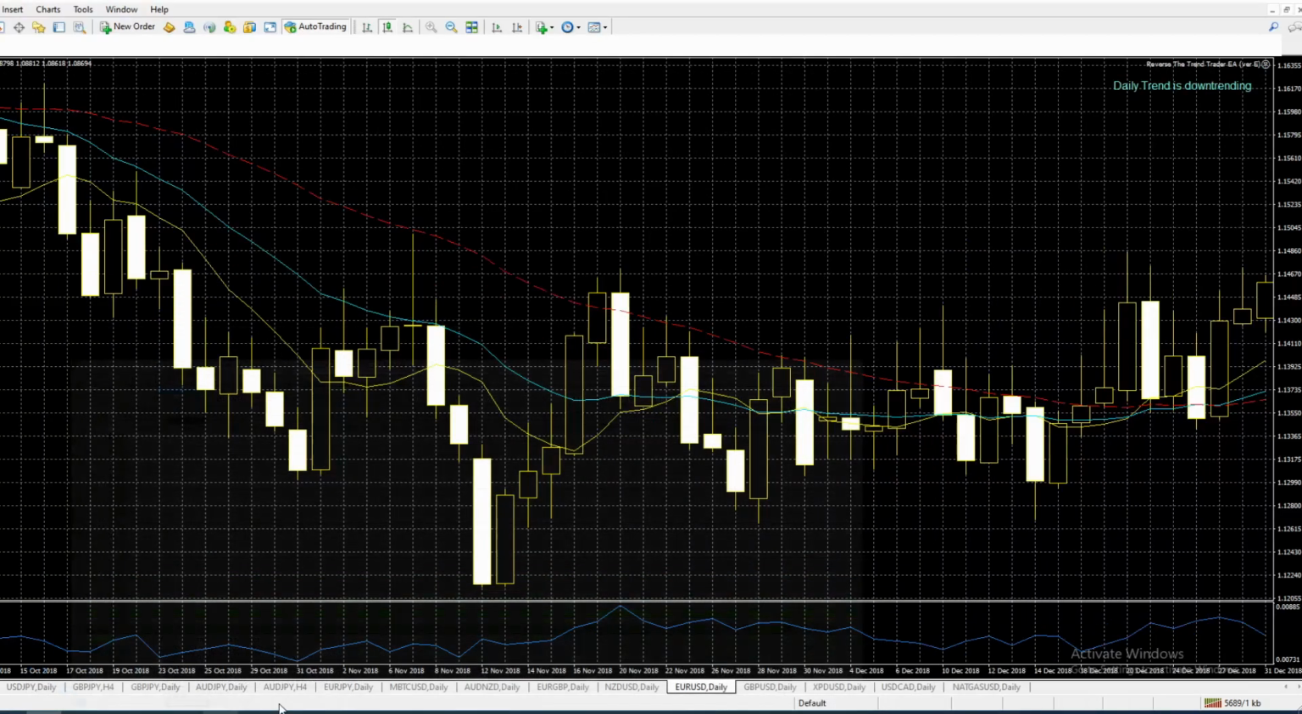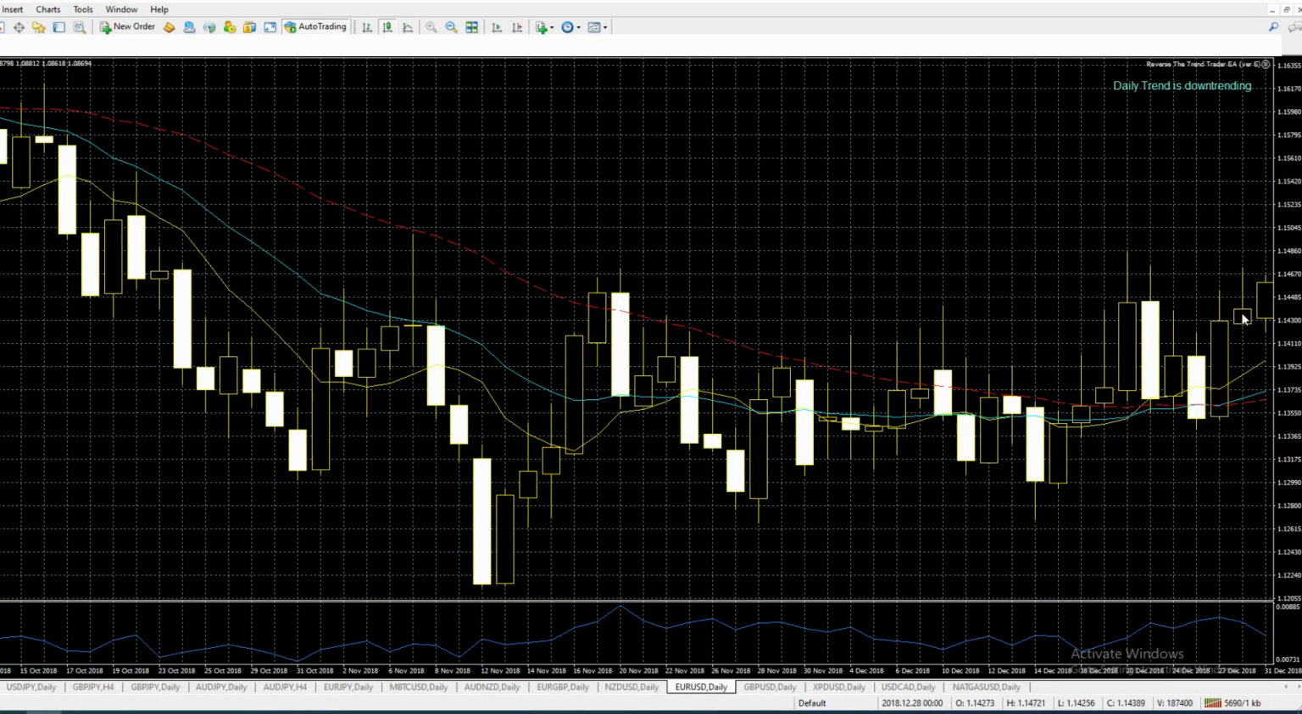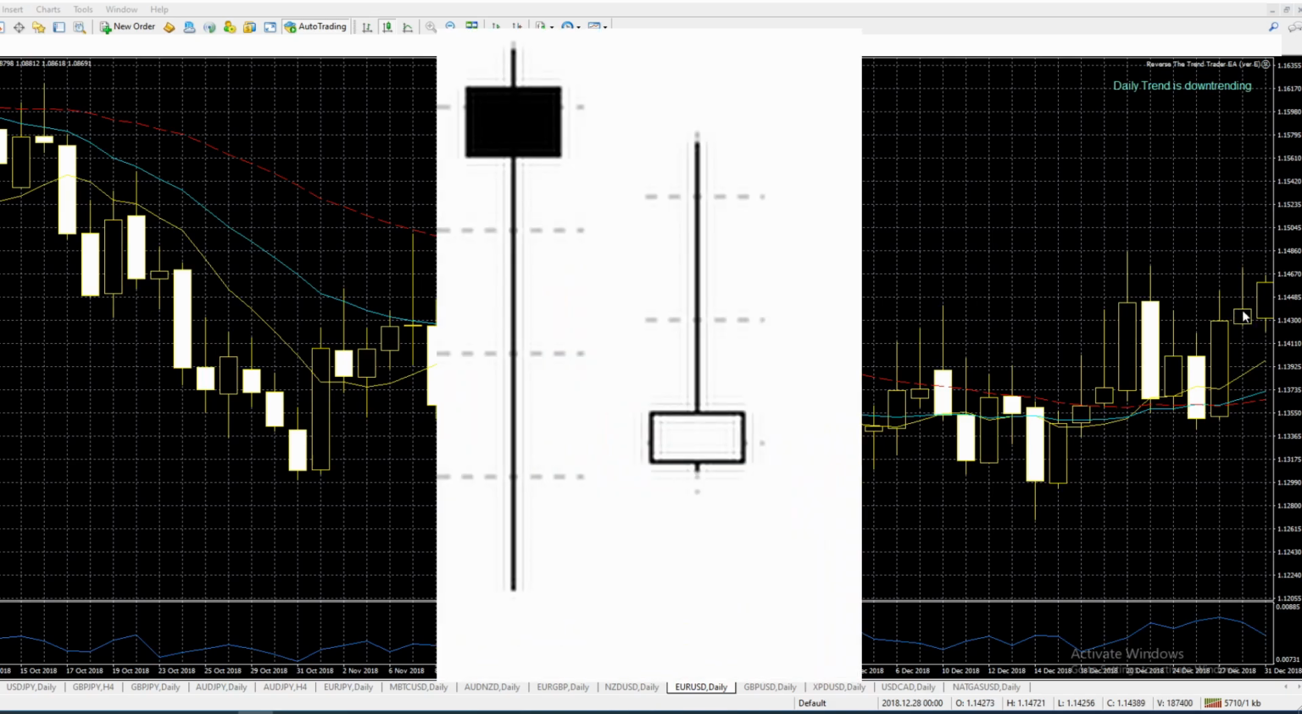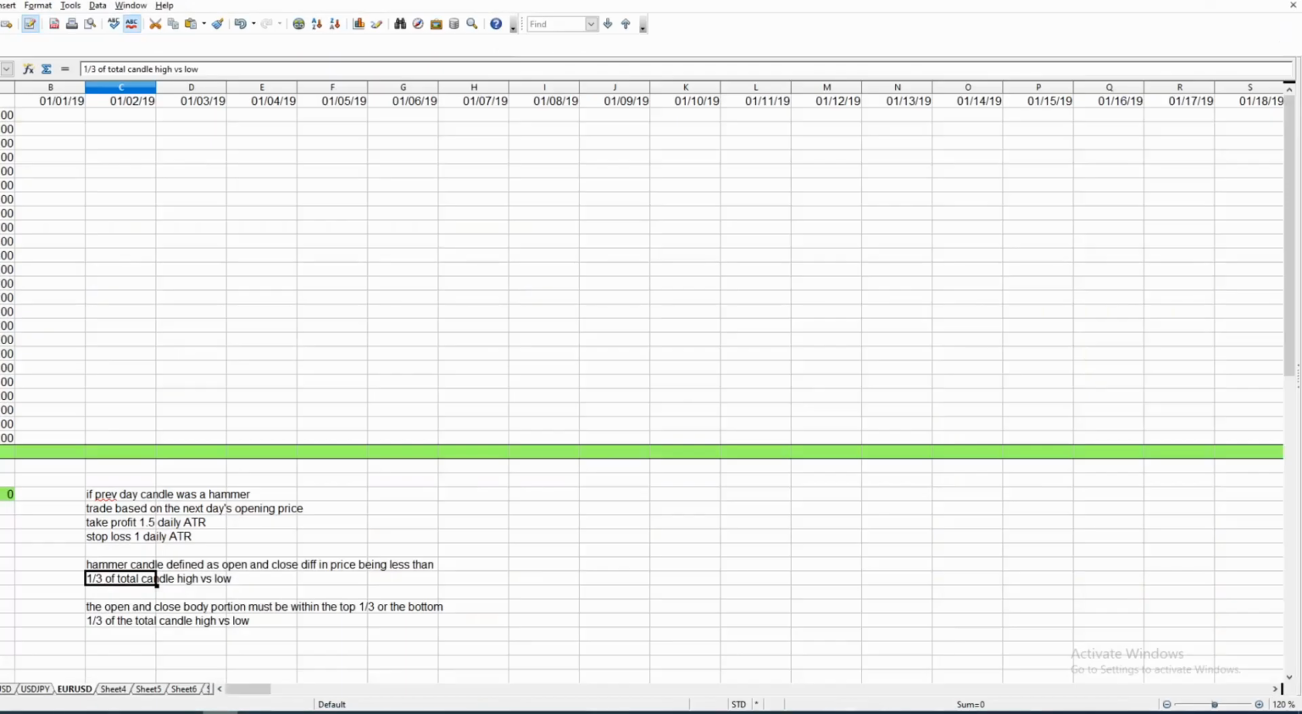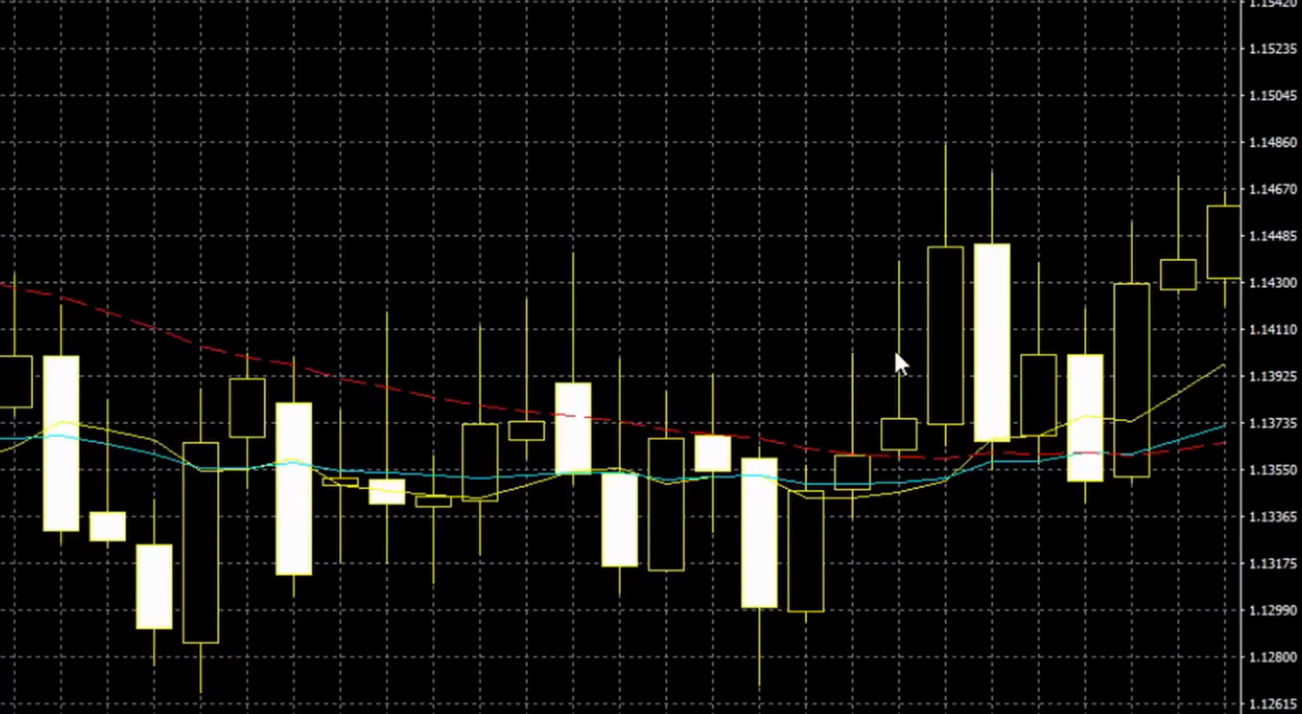So basically, I'm going to define a hammer candle by the open and close. That means the main body must be within 1/3 of the total length of the candle. Meaning the body, between the opening price and the closing price, has to form a maximum of 1/3 of that candle, and that main body must be located within either the top 1/3 or the bottom 1/3 of that particular candle.